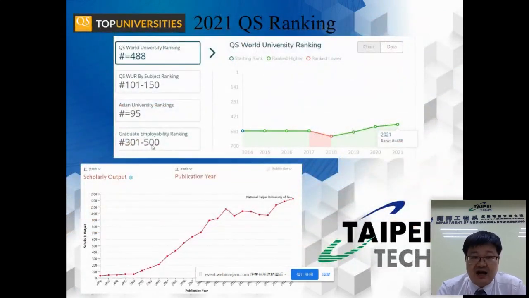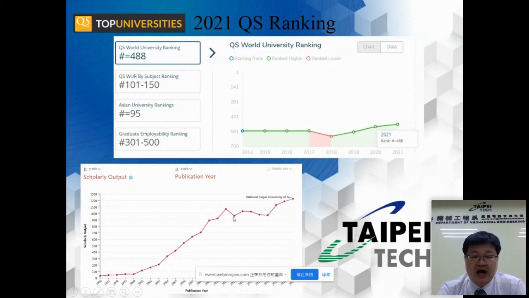And today, the QS top university ranking for 2021 was just announced, and our university became 488th in the world. So we keep climbing up. And in terms of subject, for material science we are very good, in the 101 to 150 range. And among Asian universities, we are number 95. As you can see, the trend changed in the pictures. That's the ranking. We keep climbing up.